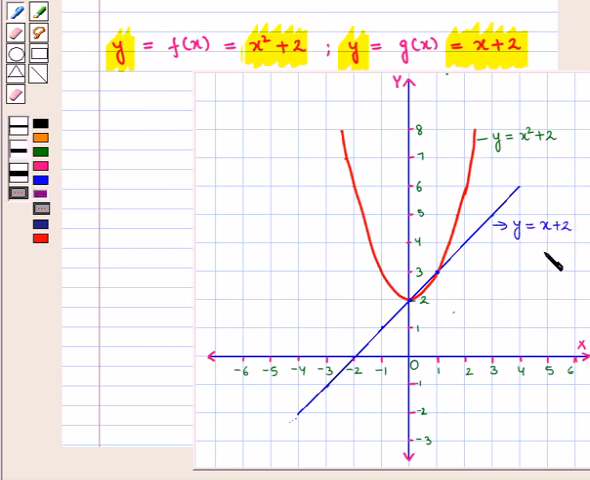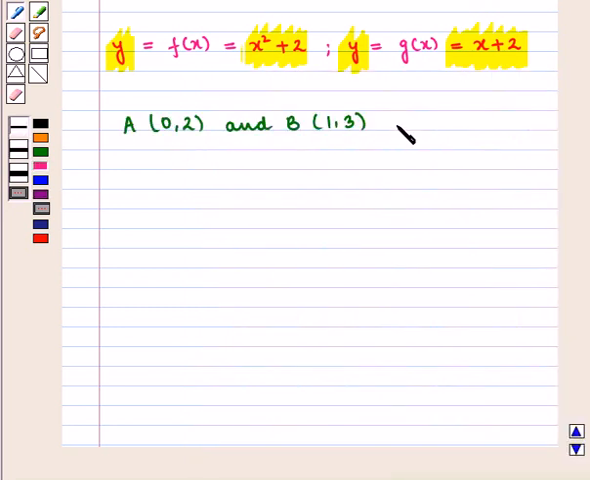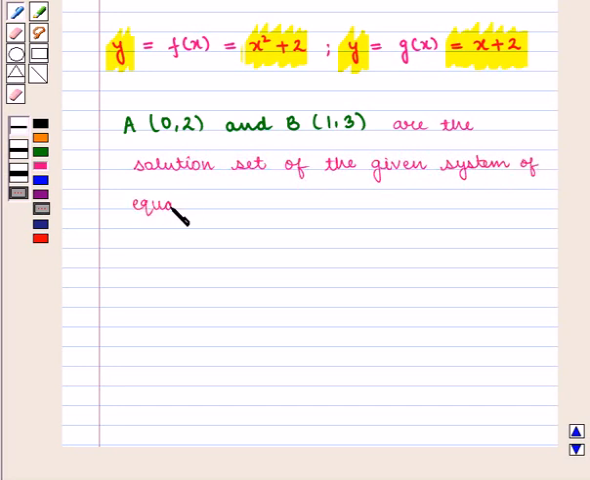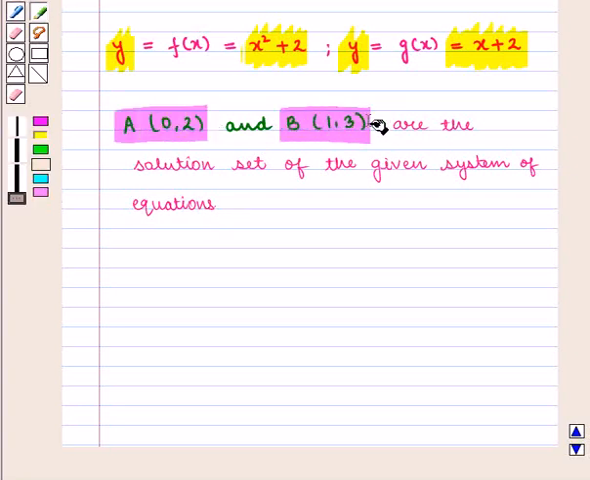And from the graph we see that the two curves intersect at two points, that is point A with coordinates 0, 2 and point B with coordinates 1, 3, and these points are the solution set of the given system of equations. It means at these two points, the values of both the functions are the same.